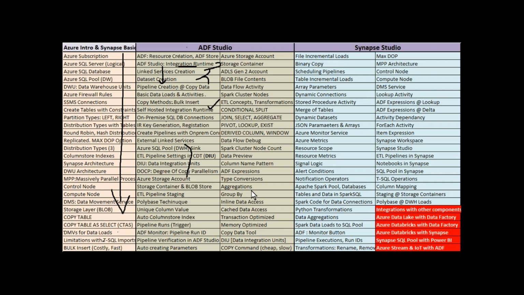We got aggregations, type conversions, group by. There is something called cache data and inline data. These two we will be doing next. These are the items from your data flow document.